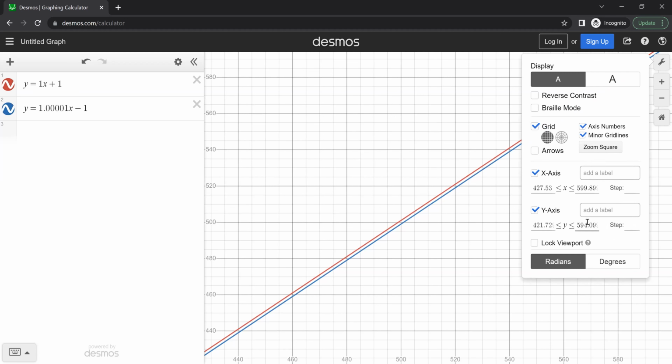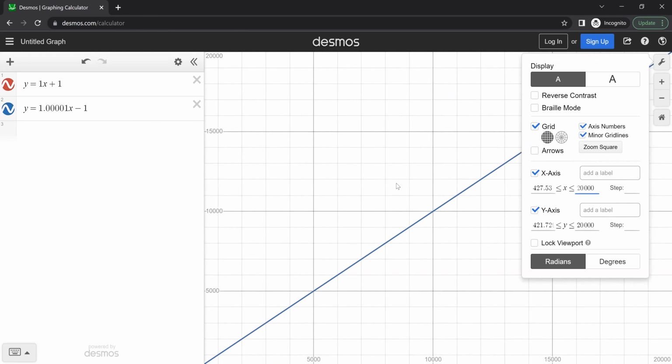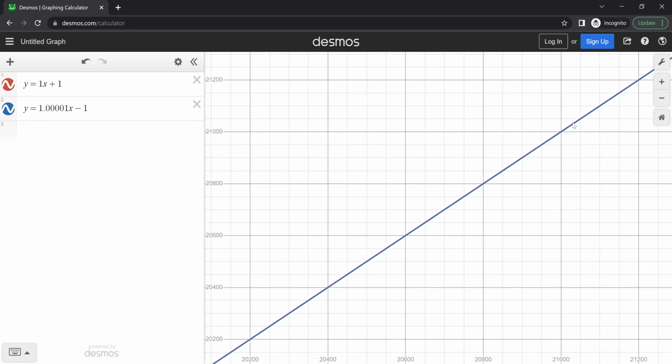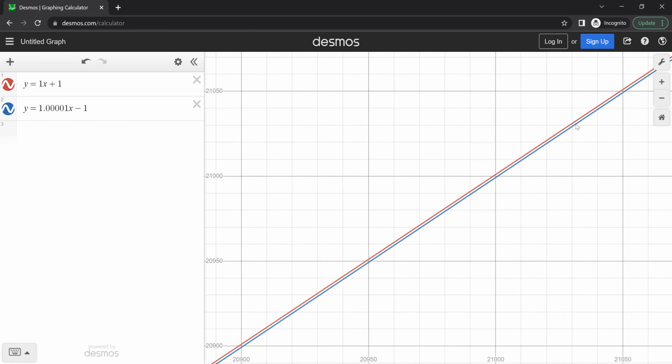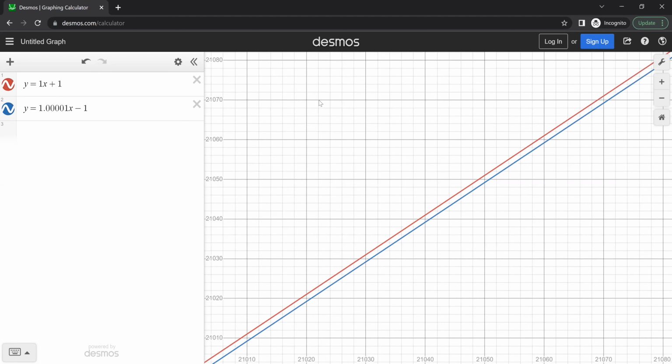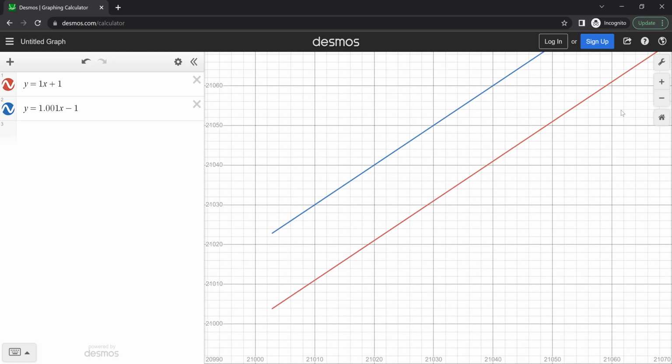Okay. So if we go out far enough, and that's kind of the trick here, is to go out far enough. Let me go 20,000. So if we were to zoom in, we should eventually see that they're getting really close together here. They're actually getting closer together. We still don't have that intersection point. Let me back this off slightly. Do you see now that the blue is above the red?